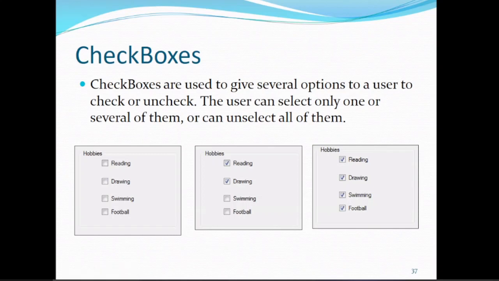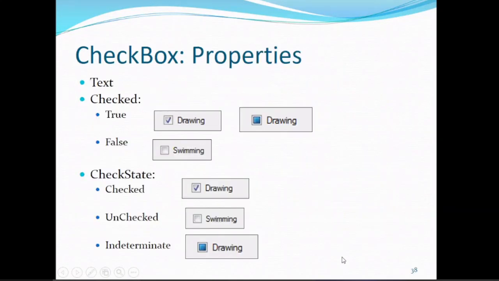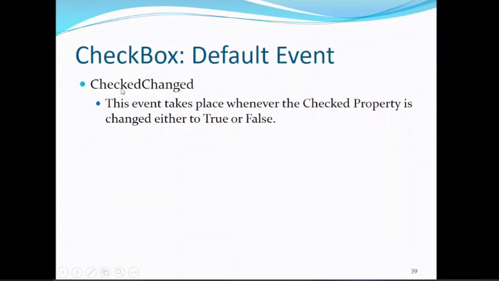And the check boxes. Check boxes are used to give several options to a user to check or uncheck. The user can select only one or several of them or can unselect all of them. And the properties are text, checked, and check state. These are some of the properties. And CheckedChanged is the default event of the checkbox. This event takes place whenever the checked property is changed, either to true or false.